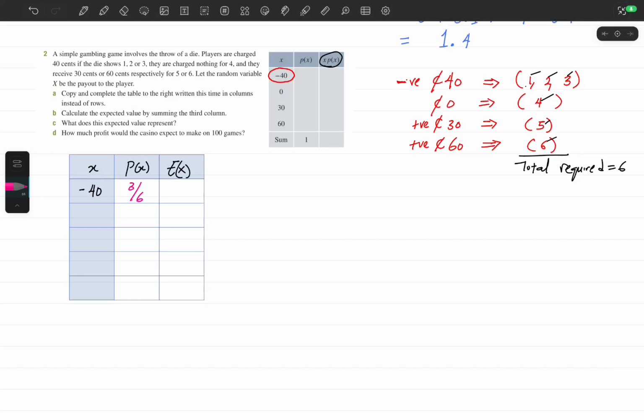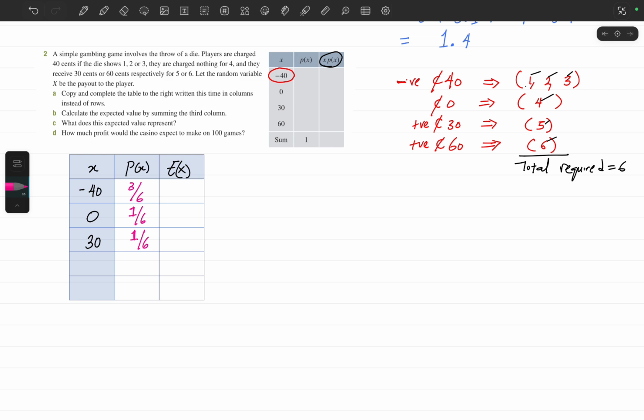Yeah, so how many of the numbers will receive 0? Right, so those that will receive 0 cents, how many? Just 1 out of how many? 6, right? So that will give us 1 out of 6. About those that receive 30 cents, there's just 1 also out of how many? 6 also. There's just 1 out of 6.